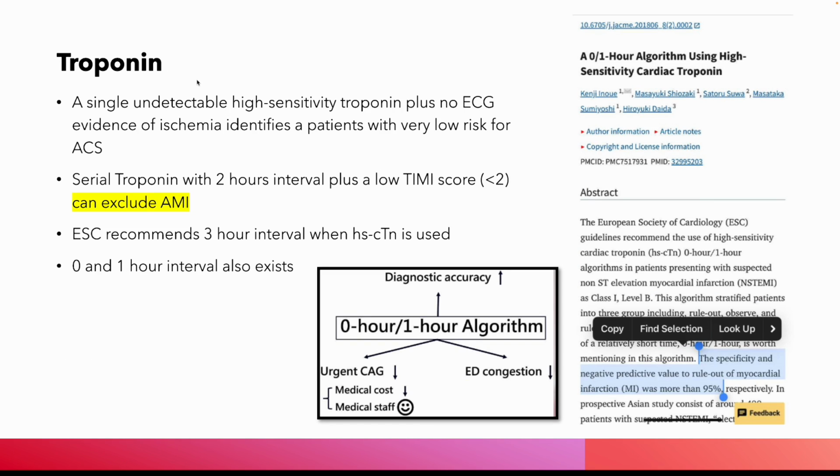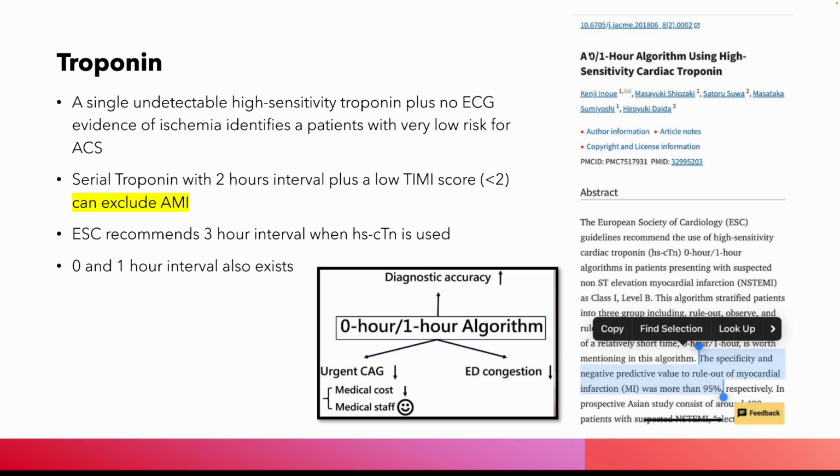Now, this brings the idea of serial troponin, serial labs for troponin, and the European Society of Cardiology recommends the 0-3 hour interval. So taking a blood sample at initial presentation of the patient and then 3 hours later. Some also recommend the 0-1 hour interval, which is of course going to take less time and cause less ED congestion, more diagnostic accurate.